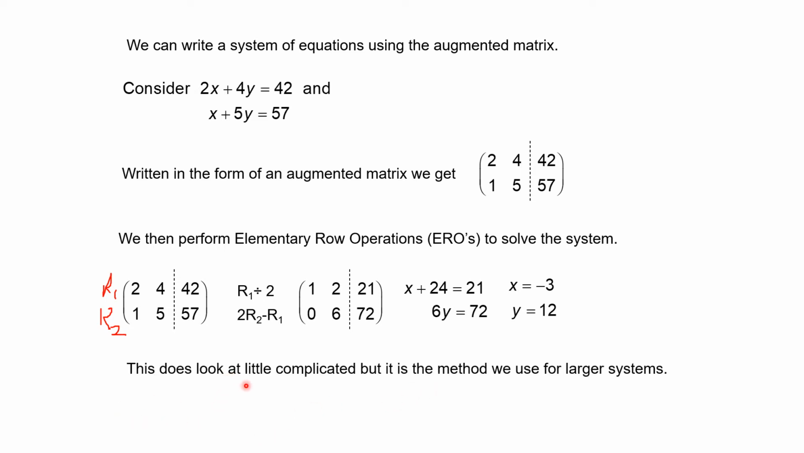It looks a bit complicated, but elementary row operation is useful to solve systems of equations with higher order like 3 by 3, 4 by 4, 5 by 5. But for our learning outcome here, we will focus on how to solve systems of equations for 2 by 2 and 3 by 3.